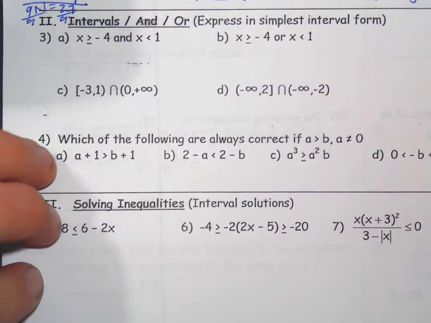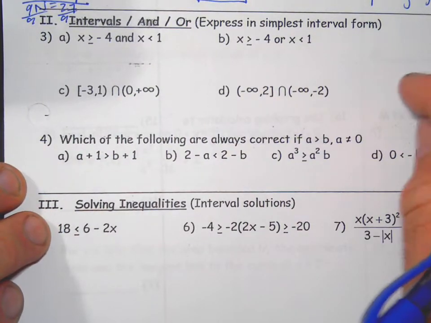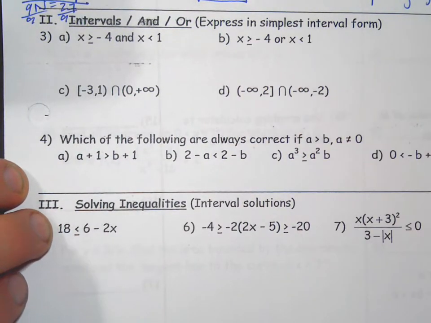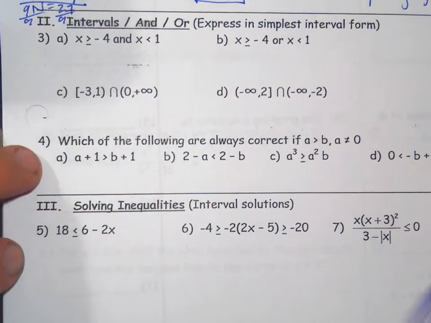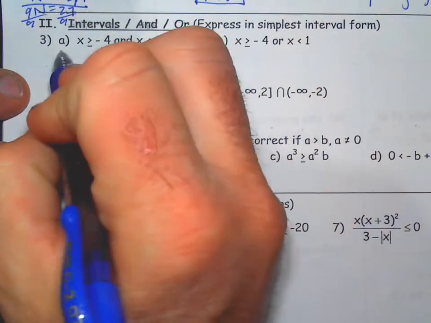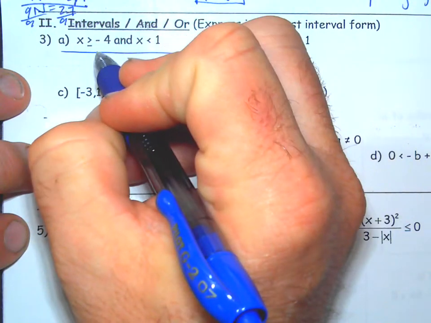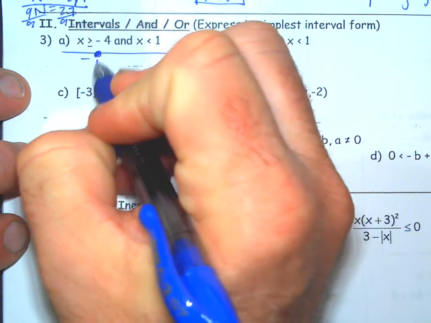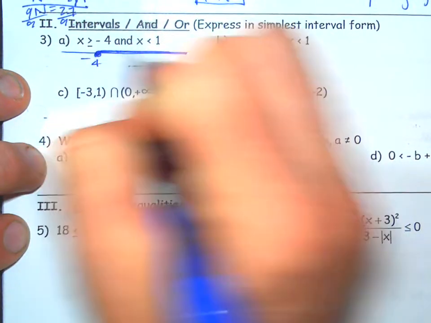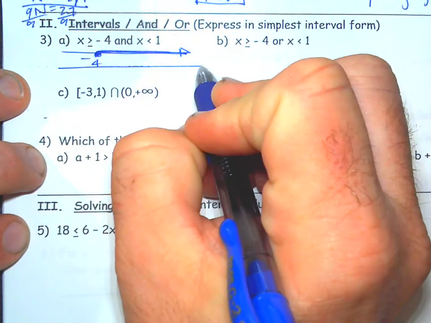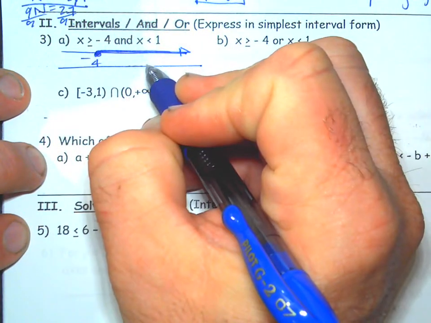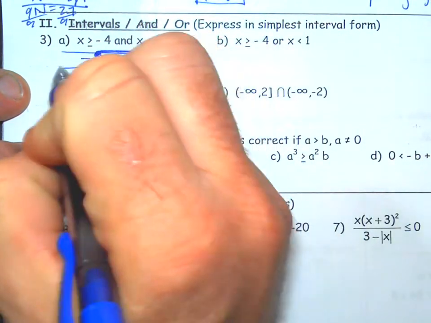All right, next ones. You should get 100% on the section on 3A, B, C, D, but a lot of you lost a lot of points. I find drawing pictures to be helpful. So this is a solid circle at -4, greater than or equal to. I'm going to write the other one right below it or on the same line. It's an open circle at 1 and an arrow to the left.